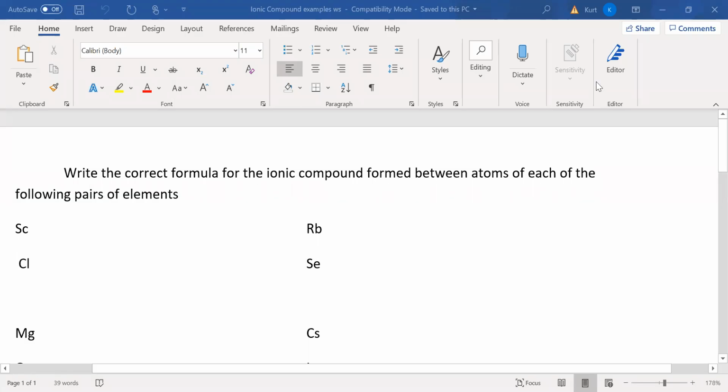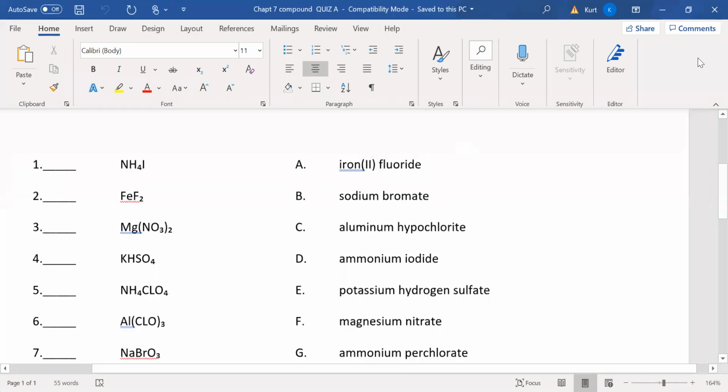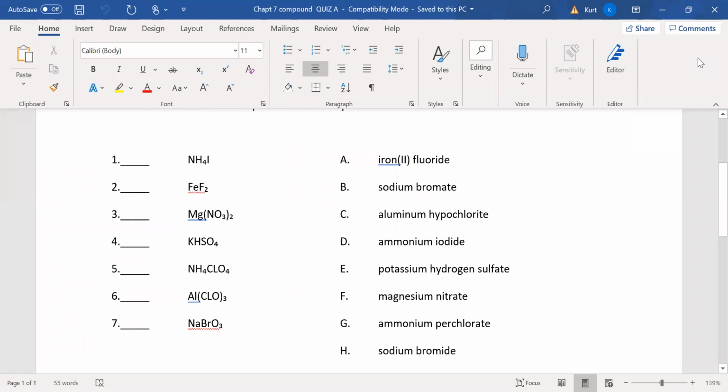All right, so what we're going to do today is just some practice with forming ionic compounds. What I would like you guys to do first, let me pull up the actual worksheet I want you to do. Let me share that with everybody that's watching at home. Here we go. I want you to match the name of the compound with the actual ionic compound, okay? I'll give you about 2 minutes to do this.